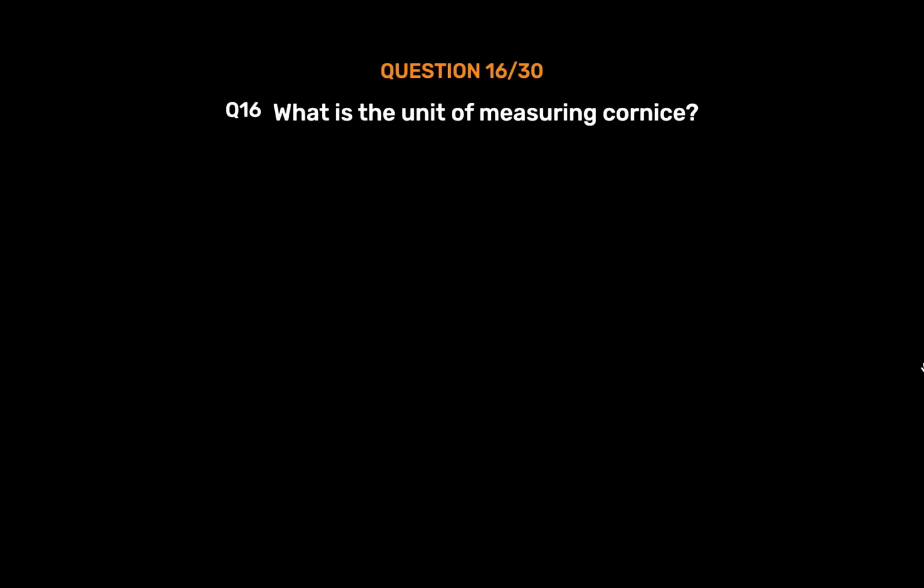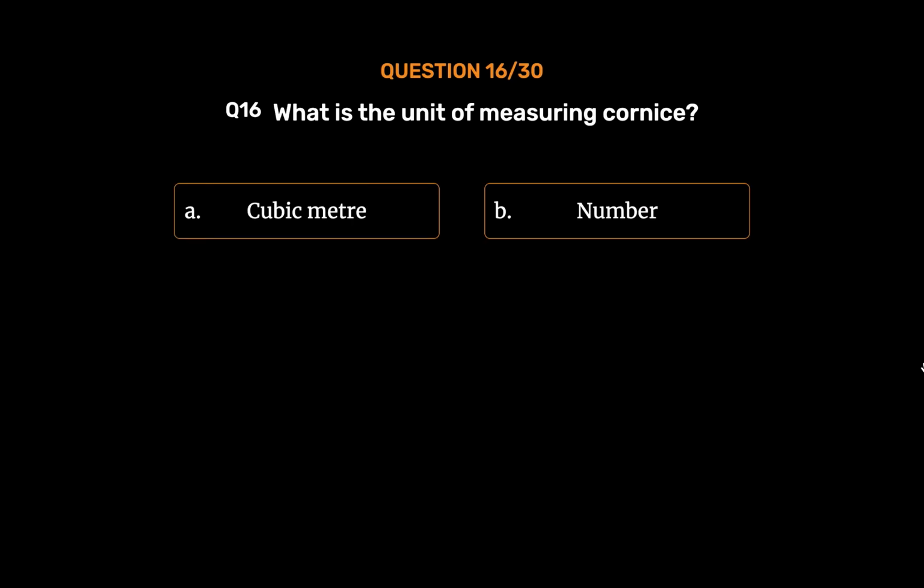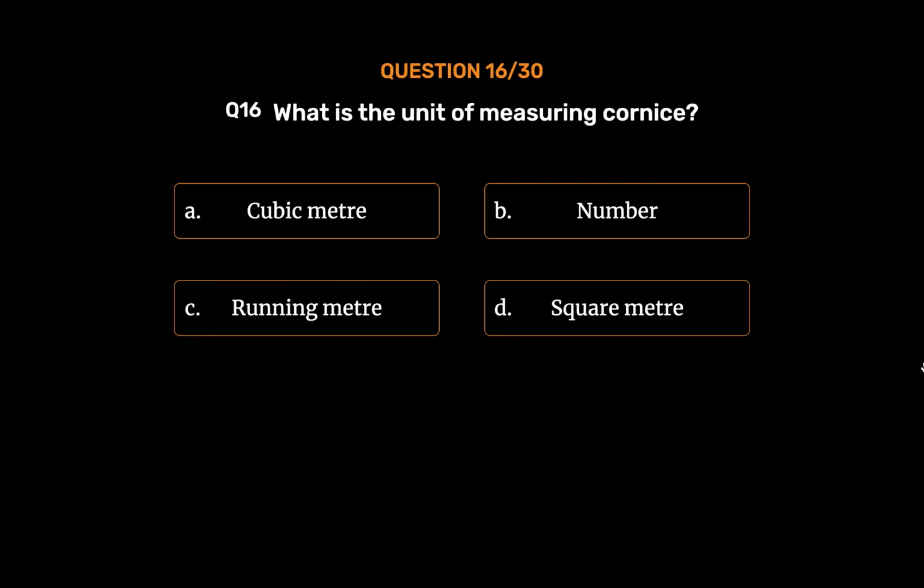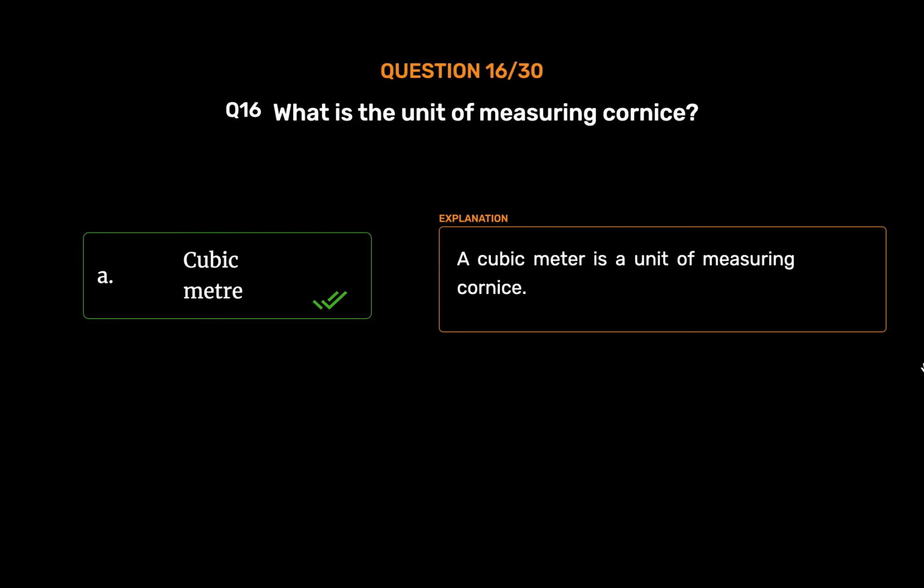Question number 16. What is the unit of measuring cornice? Option A, cubic meter. Option B, number. Option C, running meter. Option D, square meter. The correct answer is option A, cubic meter. A cubic meter is a unit of measuring cornice.